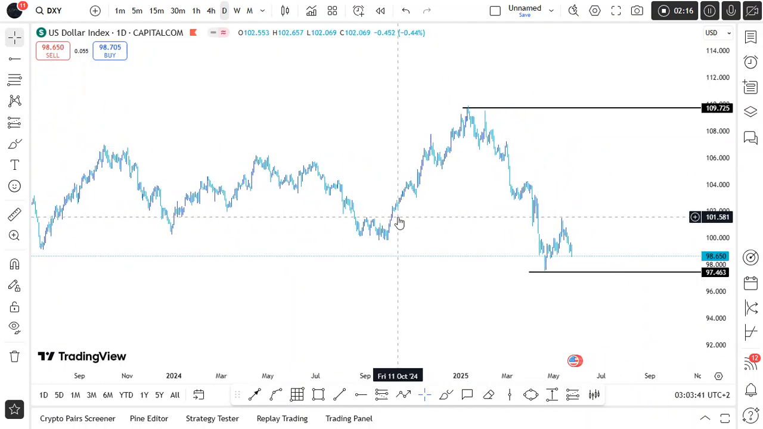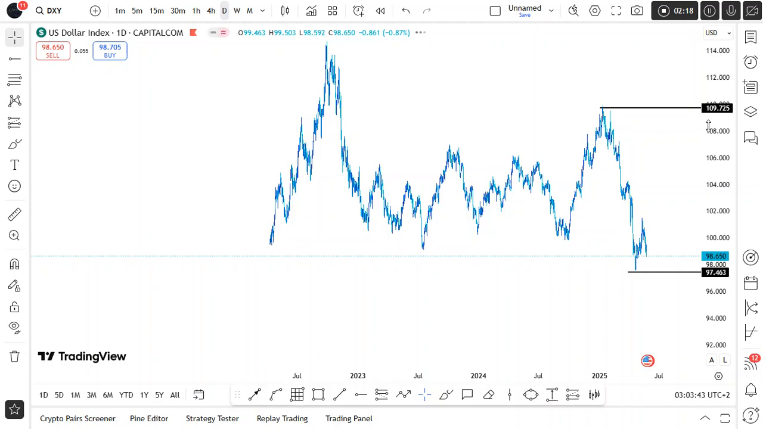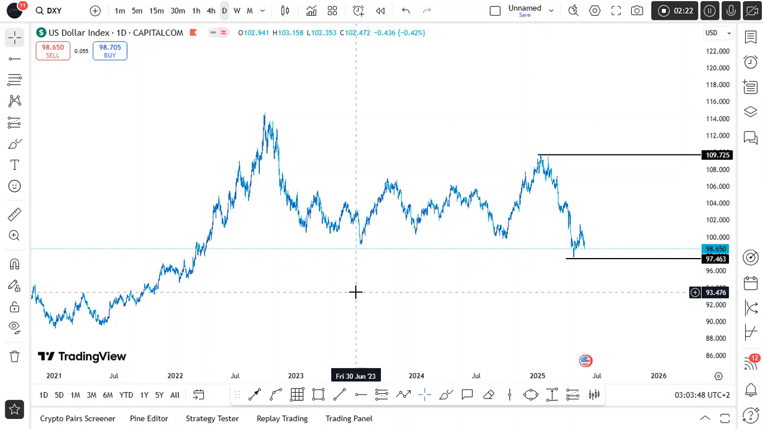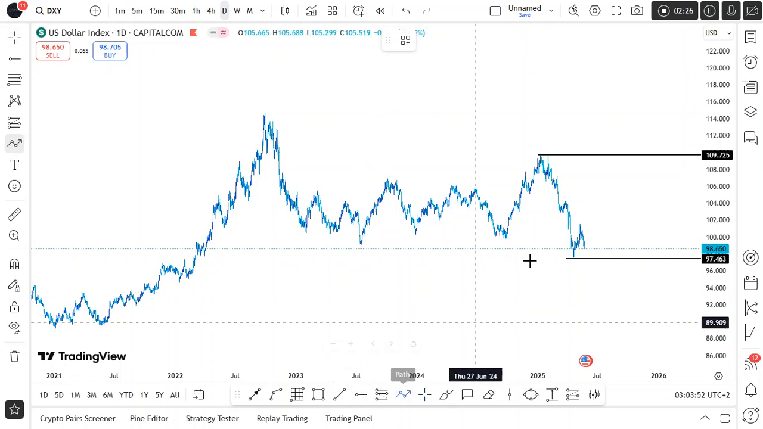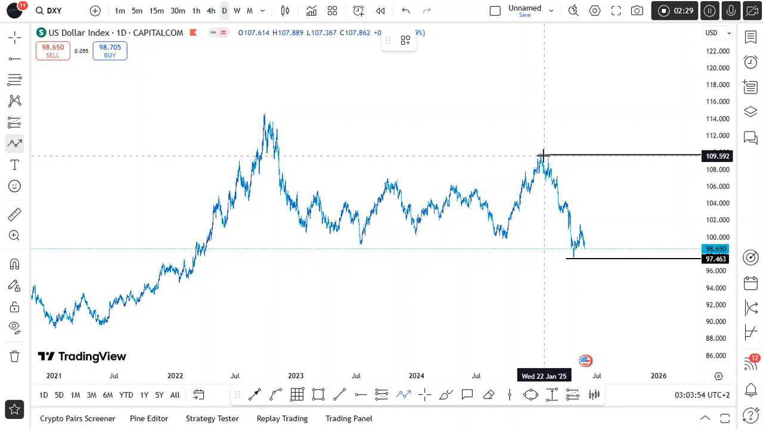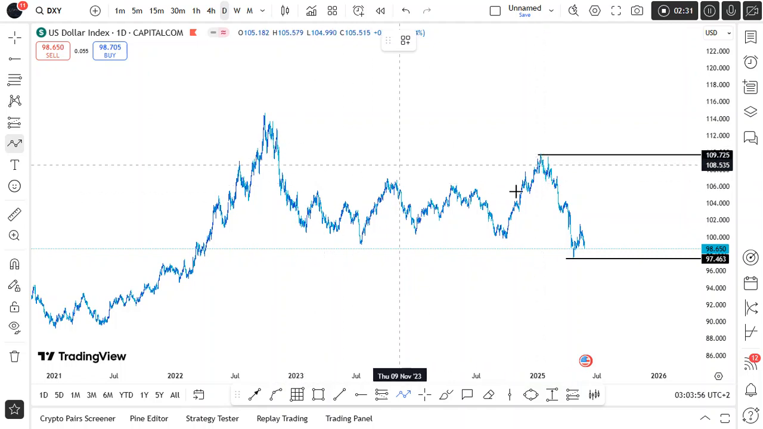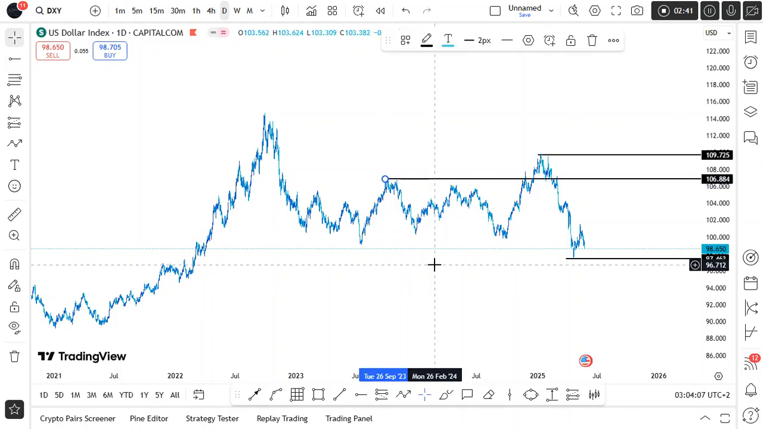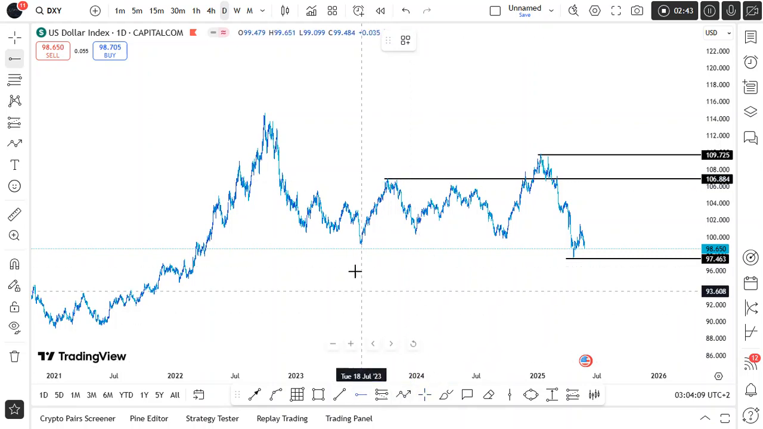As you can see, we're on the daily time frame. What I'm trying to do is determine the direction of the market by looking at previous higher highs and previous lower lows. Here we had this previous high, and we had this previous low.